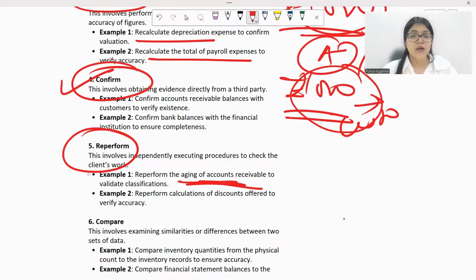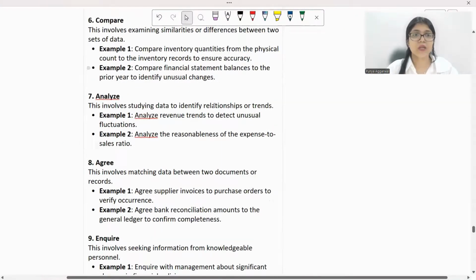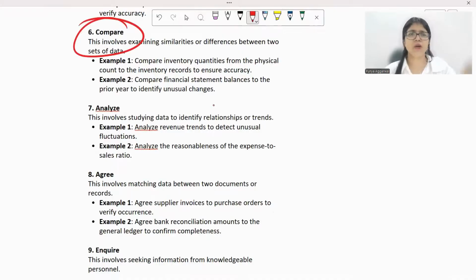Okay. Then compare. So again, very, very easy. You compare two different documents, if I may say so. It involves examining similarities or differences between different sets of data. Supposedly the very common and famous substantive procedure that we have is to compare the previous year's figures with the current year's figures to identify any differences. So you're comparing last year's figure and now, and seeing any differences. You're comparing two different things. You can either get similarities or you can get differences.